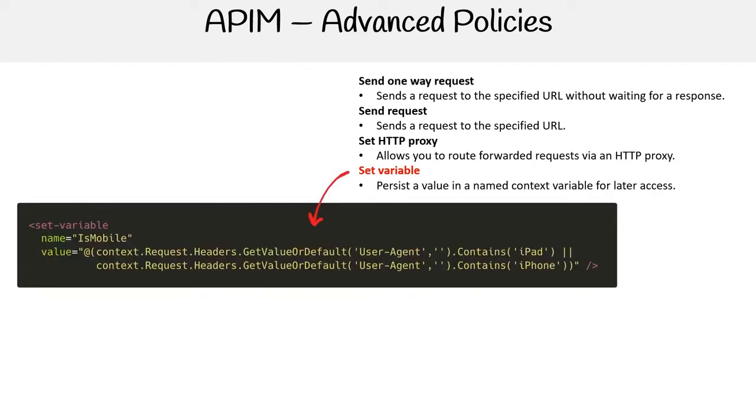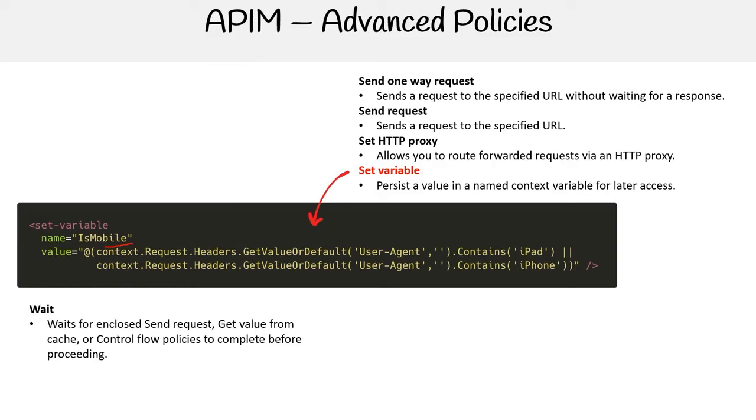So here's an example of one where we're setting that variable. So we're saying, is it mobile? And we want to know, is it mobile? So the idea is it'll take that value from that agent, and then we'll have that variable available for us to determine, was the request mobile? We have wait, so wait for enclosed send request, get value from cache, or control policies to complete before proceeding.